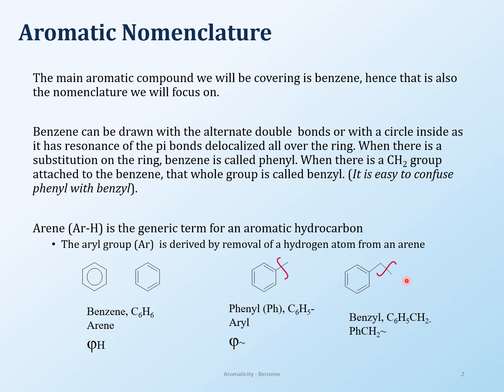Now there's another group called benzyl. In the benzyl, you have the benzene ring, but you have a CH2 attached to it, so C6H5CH2. This is possibly the most confusing nomenclature because generally we want to call this one benzyl because it comes from benzene, but this is benzyl. This is phenyl. So this is just something you have to keep in your mind as you go on. We will talk about benzyl also for nomenclature for reactions, so you kind of need to know that.